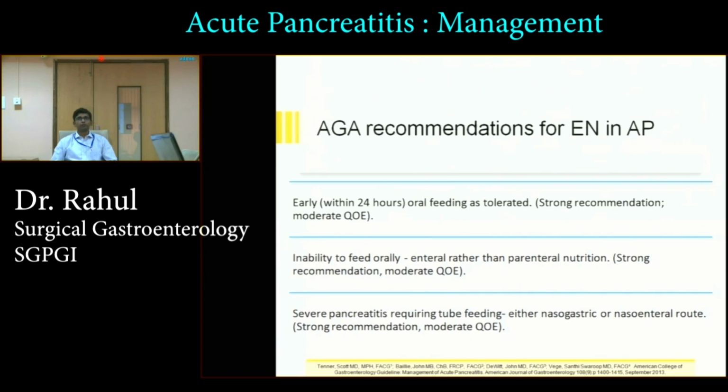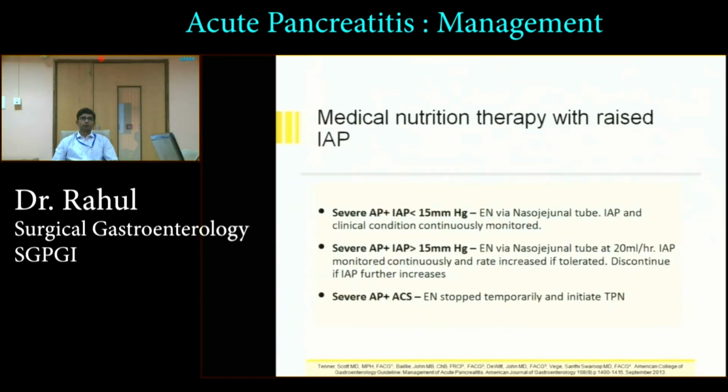And in severe pancreatitis requiring tube feeding, either a nasogastric or nasoenteral tube should be given, and these all follow a strong recommendation. Next. So, how do we give nutrition in patients of pancreatitis with raised intra-abdominal pressure? Because pancreatitis patients do have a raised intra-abdominal pressure. If it is severe acute pancreatitis and the intra-abdominal pressure, measured through the urinary bladder, is less than 15 mmHg, then enteral nutrition by a nasojejunal tube or nasogastric tube can be given. If it is severe acute necrotizing pancreatitis with IAP of more than 15, then nasojejunal tube feeding can be initiated at 20 ml per hour.